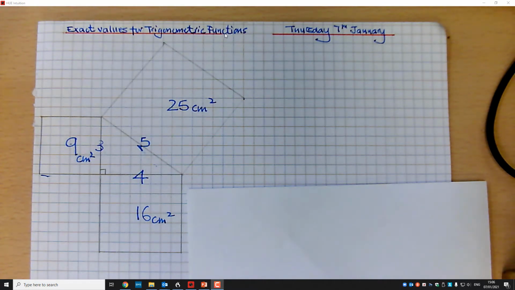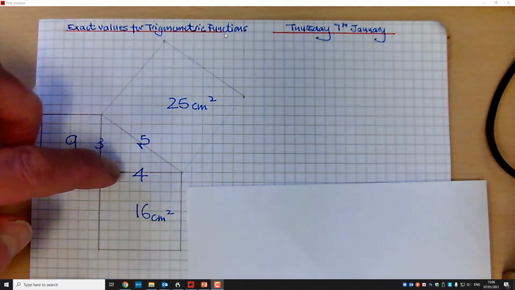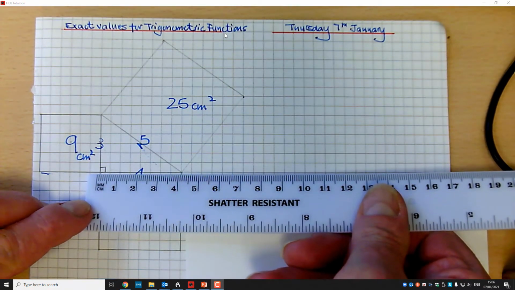When we talk about trigonometric functions, we're talking about sine and cosine and tan. And to start the lesson, we're going to need to revise a little bit of Pythagoras. So I've got a right angle triangle here. I've measured this side, it's 3. That is 3 centimeters. And you can see that this side here is 4. I've labelled it 4, but if I measure it, it's also 4.